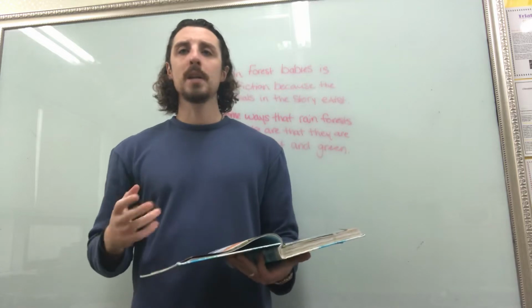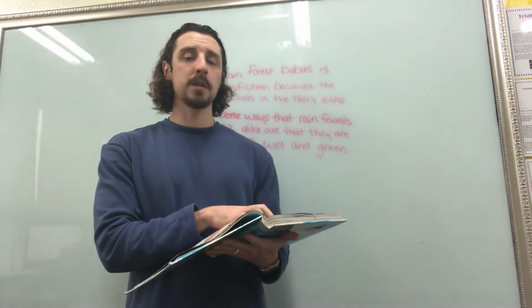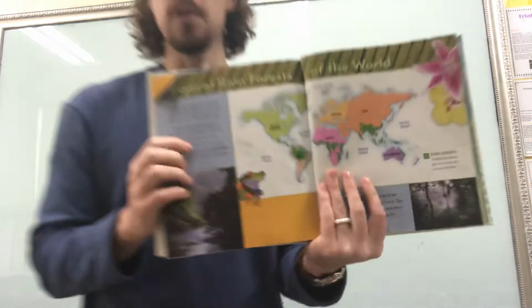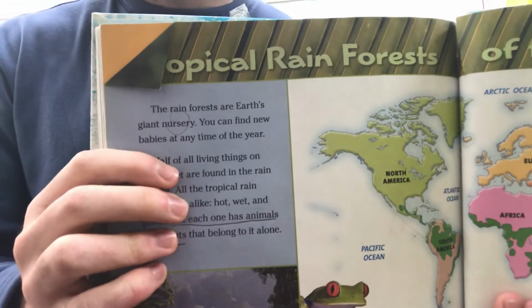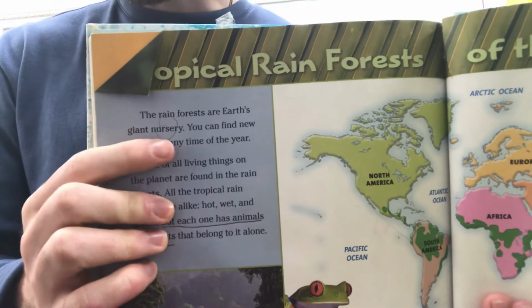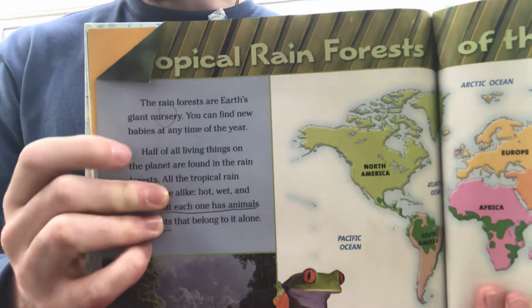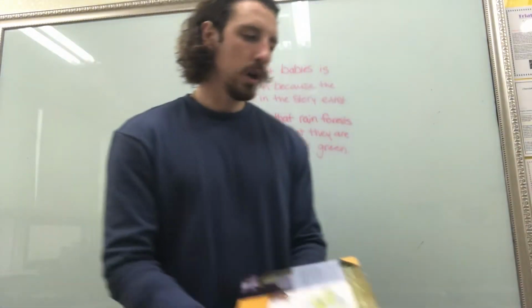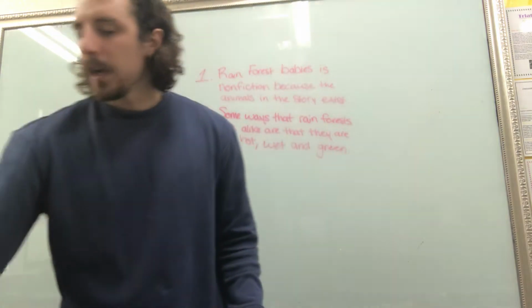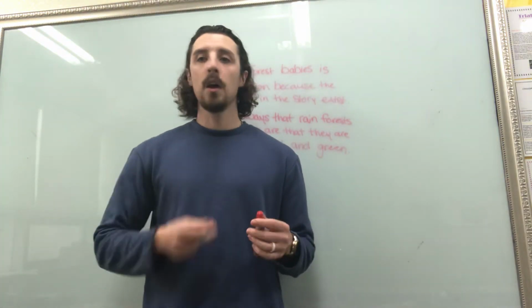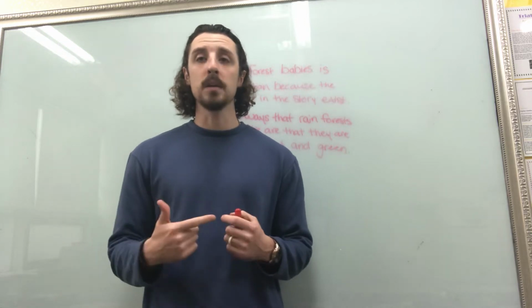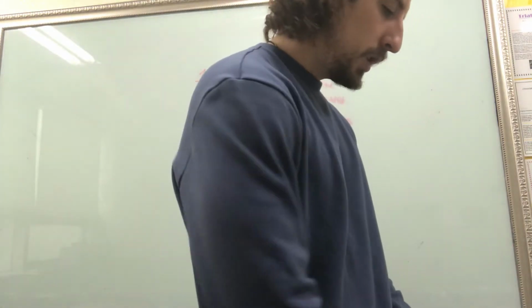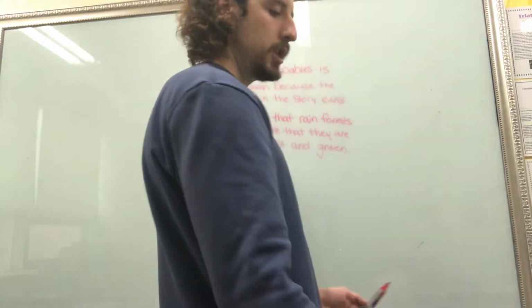So he's asking, why does the author call a tropical rainforest Earth's giant nursery? Well, if we go back to the first page, on 430, it says, the rainforests are Earth's giant nursery. You can find new babies at any time of the year. So he's saying that it's a nursery because there's babies every day. No matter what time of year it is, there's always going to be babies, like a nursery. So the question was, why does he call it that?